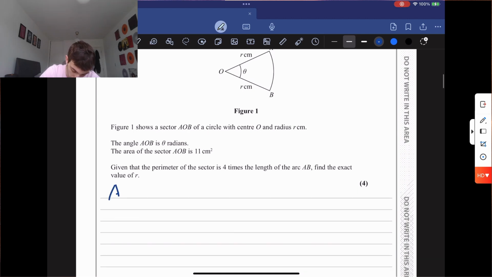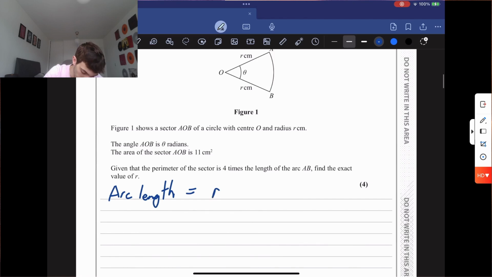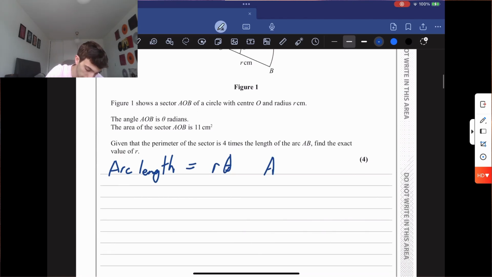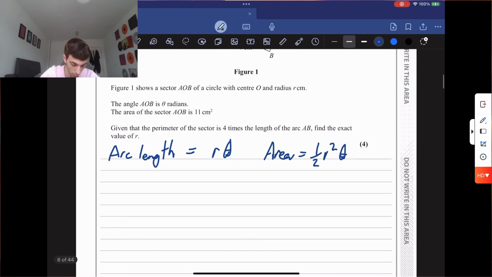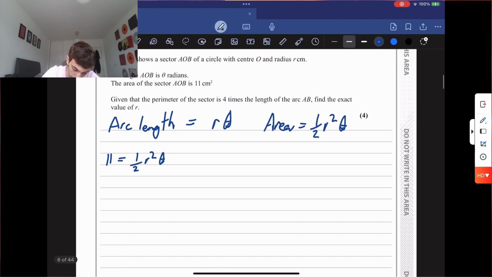First of all, what do we know? We know that arc length is indeed given by, so in this case our arc would be AB, arc length is given by r times theta. And we also know that our area is equal to half r squared theta, okay? So let's just plug in the information we know. We know that the area is 11 centimeters squared, so 11 will be equal to half r squared theta. Times both sides by 2, we have that 22 equals r squared theta. We're going to have to use this later on in the question.